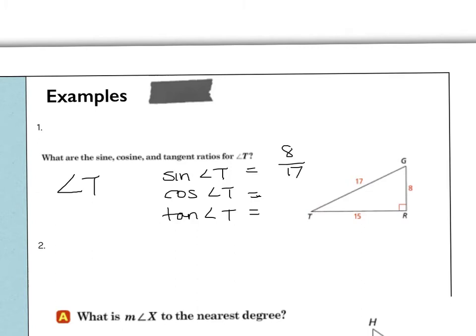I can't reduce that, so I'll just keep going. The cosine of angle T is going to be adjacent over the hypotenuse, which is 15 over 17. And then the last one, tangent, is going to be the opposite over the adjacent, which is 8 over 15. There we have it, folks. Let's look at number 2.